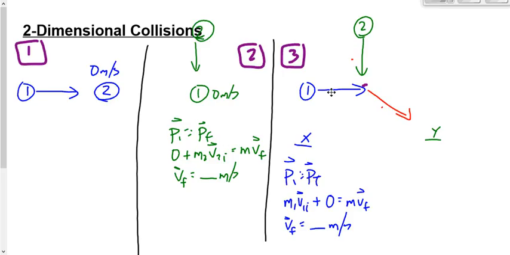So what about the y component? Well, when you're analyzing the y component, object number 2 is moving downwards, while object number 1 is on the x-axis only. It's as if it's not even moving, right?